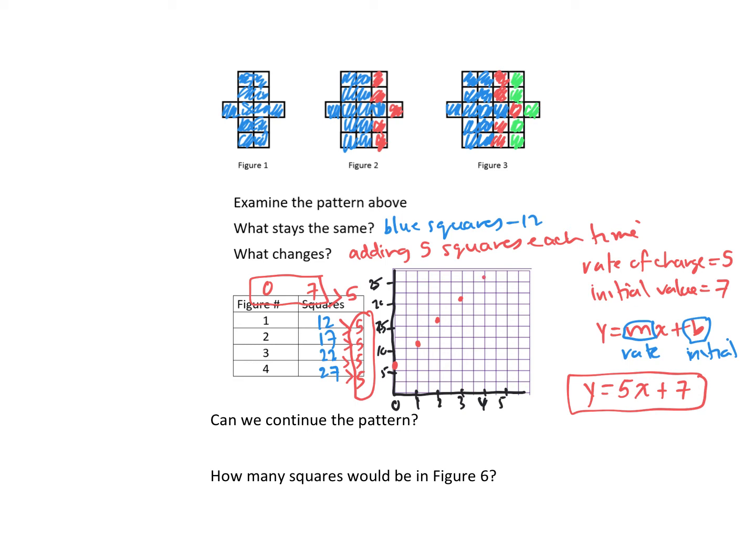So I can see that it's linear. They're going in a straight line. It's a positive correlation. I know the pattern is that we're increasing by 5 each time, and we're starting at 7. So how many squares would be in figure 6? I would just do 5 squares 6 times, plus the original 7 is 37 squares. So once I have determined the pattern, I can figure out how many squares can be in any figure.